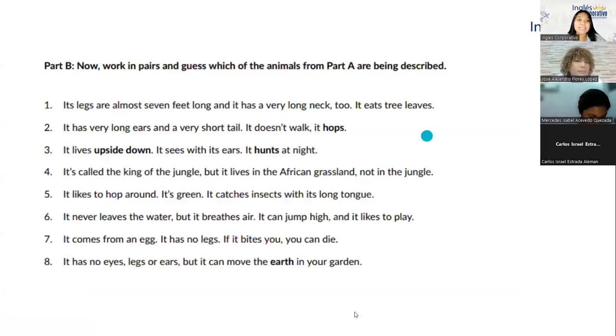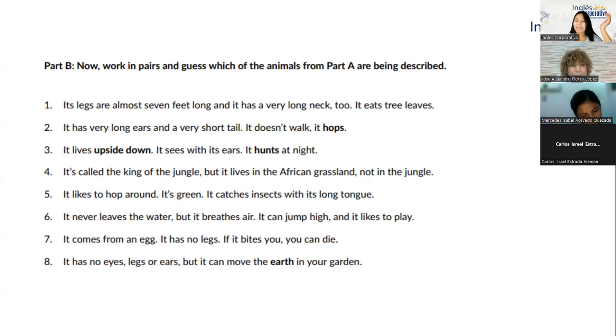All right, so now let's see. You are going to tell me which animal am I describing, okay? You need to think. Okay, so number one, its legs are almost 7 feet long and it has a very long neck. It eats tree leaves. What is it? Giraffe. Giraffe. Yes, very good.